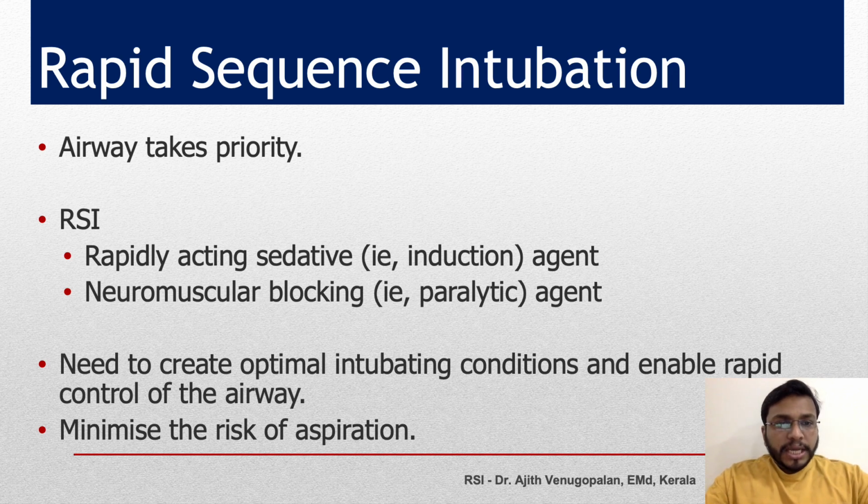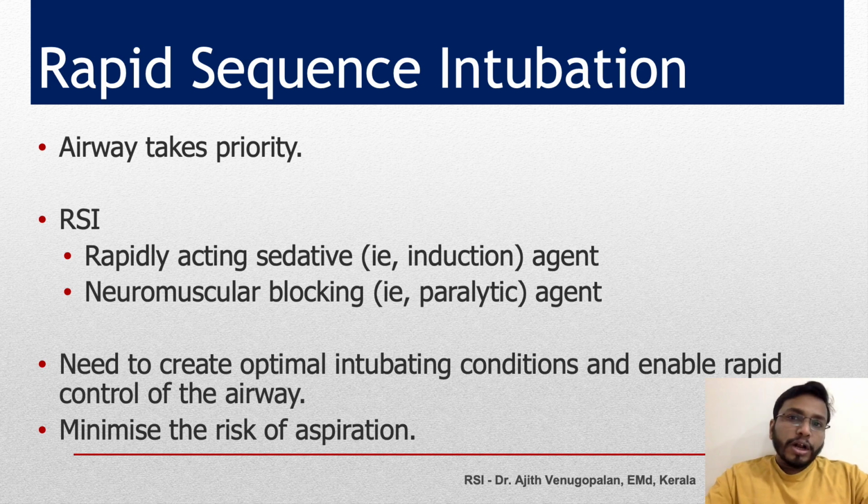RSI can be broadly considered in any case where you are going to simultaneously administer a rapidly acting sedative, that is the induction agent, along with a neuromuscular blocking agent, that is a paralytic agent. So any situation where you incorporate a rapidly acting sedation along with a neuromuscular blocker to create an optimal situation for intubation and to enable rapid control of the airway is called rapid sequence intubation. There are different terminologies, but we'll stick to RSI. Here you have to create optimal intubating conditions and enable rapid control of the airway.